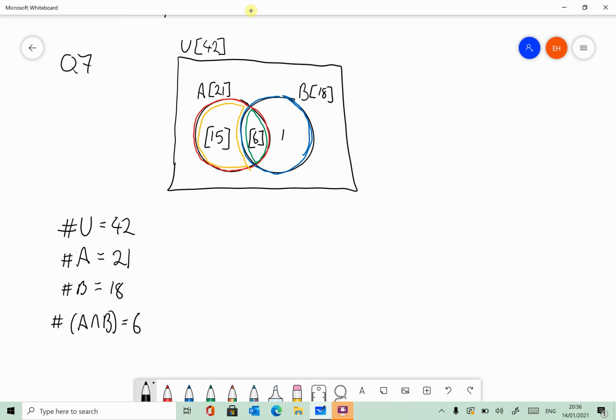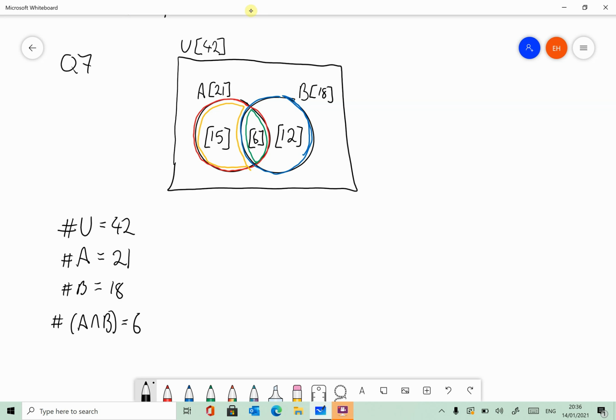Similarly, there's going to be 12 out here because it's 18 minus 6. Now, that then means that inside the circles, there are 33 people. So inside the circles, there are 33. Maybe not people, but there's certainly 33 elements.